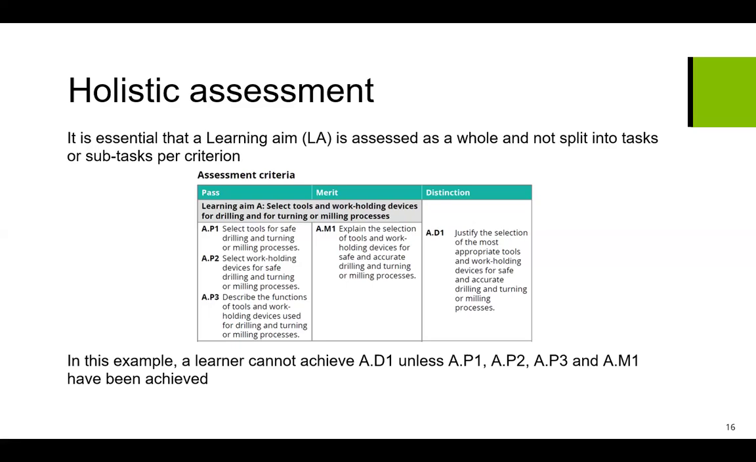So this process of holistic assessment. We focus in on the requirements of the distinction, but we make sure that in doing that, students cover all the pass and the merit. And holistic assessment is something that we also focus on across the whole range of our BTEC qualifications, from level 2 all the way up to level 5 and beyond. So it's a principle that BTEC holds very close.